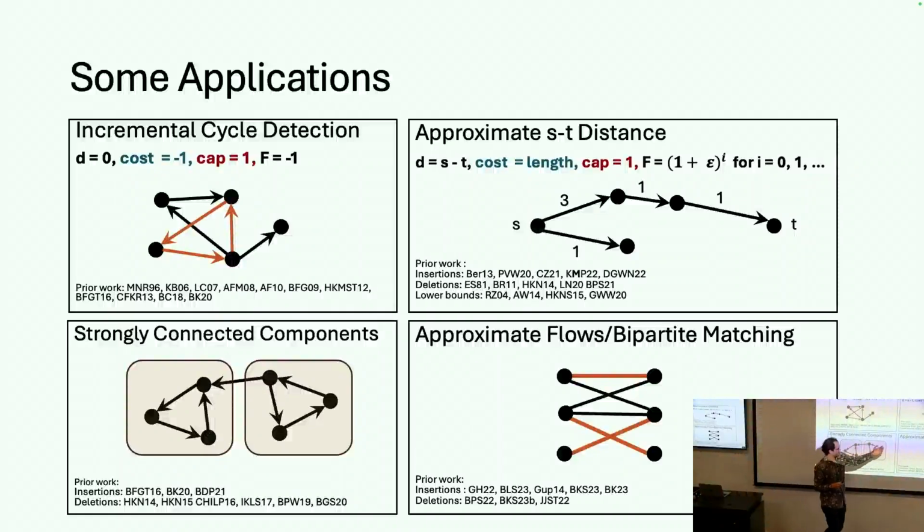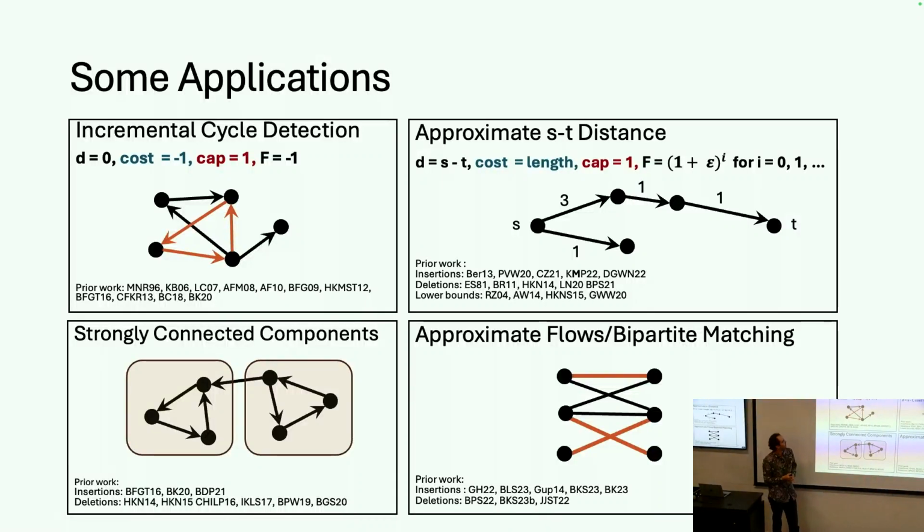And then finally, there's approximate flows and bipartite matching, which is maybe the least surprising application because in the end, we are solving a flow problem. So here you can output the approximate size, let's say, of a bipartite matching in an incremental or a decremental graph.